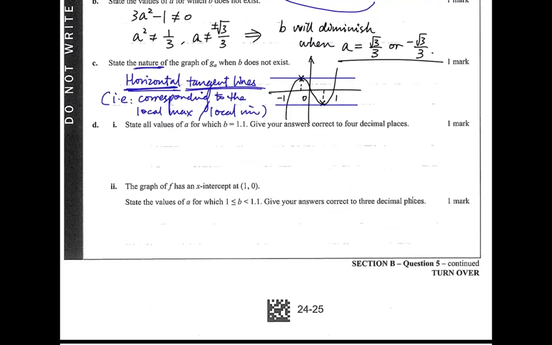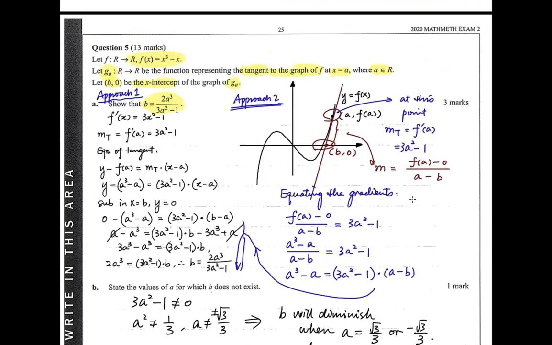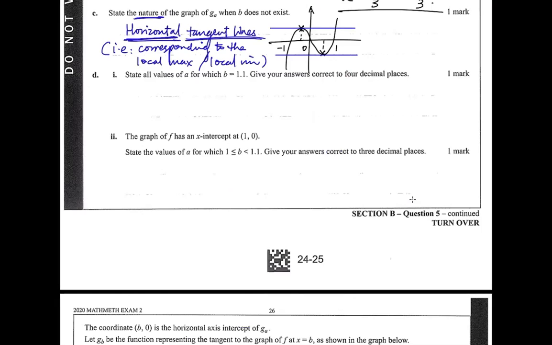State all values of a for which b is 1.1. Give your answers correct to 4 decimal places. So this is just a solve button question. And let's see. Do we have any restrictions yet? No. 2a cubed over 3a squared minus 1. This is b equated to 1.1.